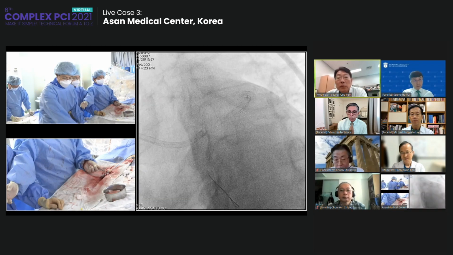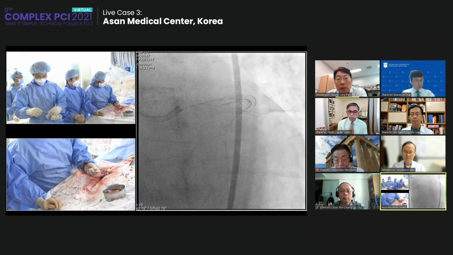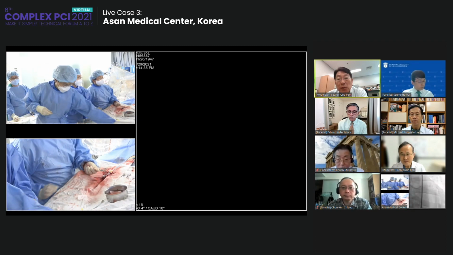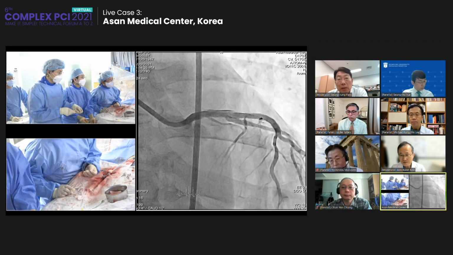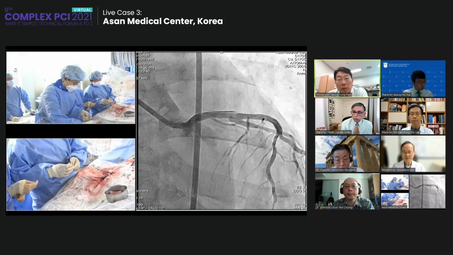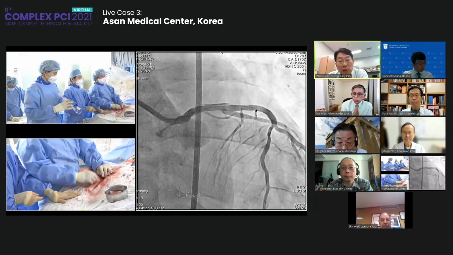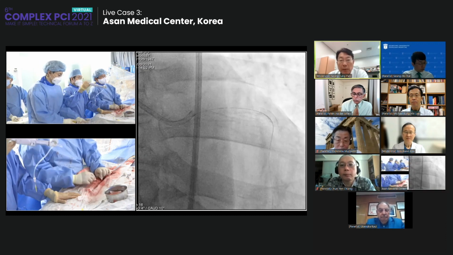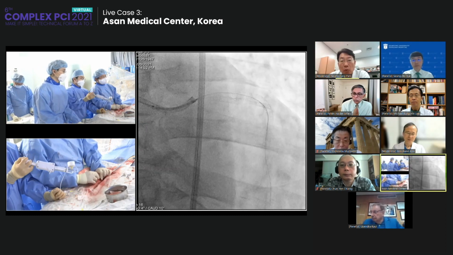There are some edges in the proximal part of the diagonal branches. What do you say? On the expansion there was some protruding tissue over there. I think it's protruding tissue. All right. Flow is good. So what is next? Stent implantation. So the stent for the main? Yes, the main. Yes, right. What size? 4.0. Length?